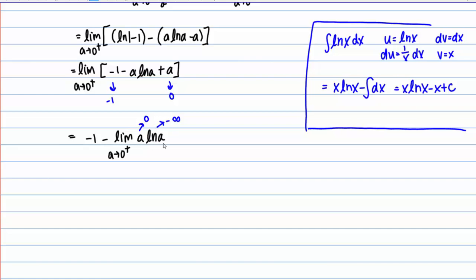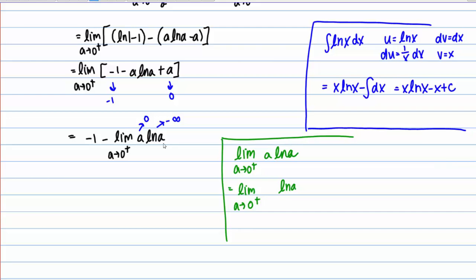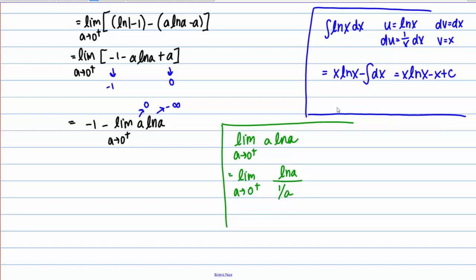I'm going to do this work out to the side. Let's take a closer look at this limit. I'm going to rewrite this in the following way. Instead of a natural log of a, I'm going to write ln a over 1 over a. That's algebraically equivalent. Now, if I look at the form here, my natural log of a on top is approaching negative infinity. And on the bottom, I have a fraction where the denominator is going to 0, so the fraction overall is going to infinity. So now I have my infinity over infinity form, and it's safe to use L'Hopital's rule.